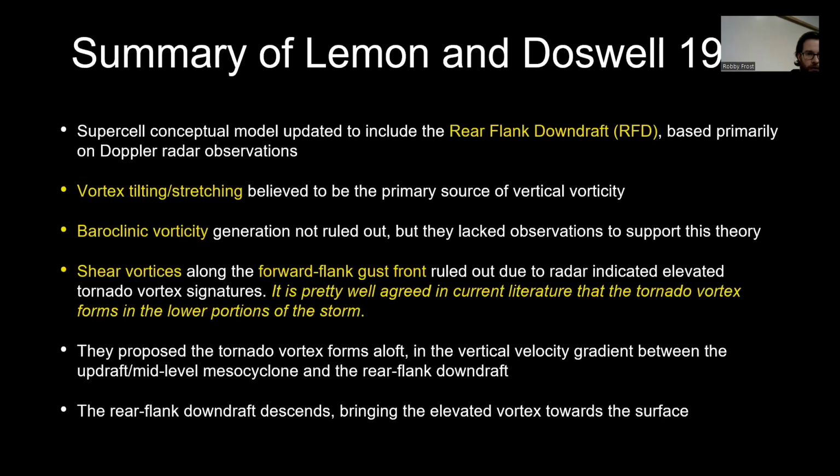So just to summarize, the main thing that they put forward was that the rear flank downdraft was a likely and important mechanism for tornado genesis. Part of this was because of its proximity to the tornadoes they studied and the visual evidence they had from storm chasers, photographs and videos at the time. But the vortex tilting and stretching could also be important. Baroclinic generation was an unknown, and they really ruled out the idea of the forward flank downdraft gust front area being responsible because of this elevated tornado vortex signature. Turns out it was an artifact of radar scanning strategies.